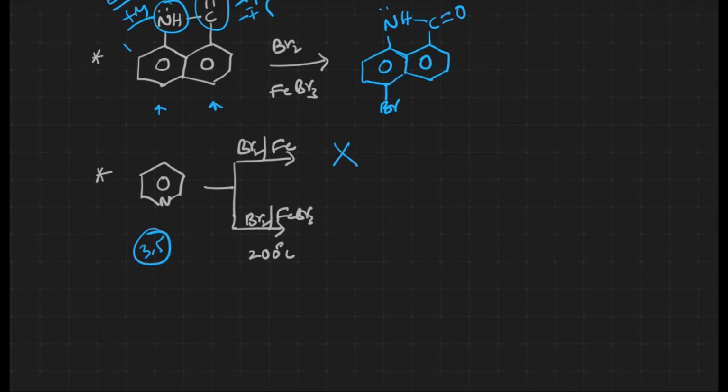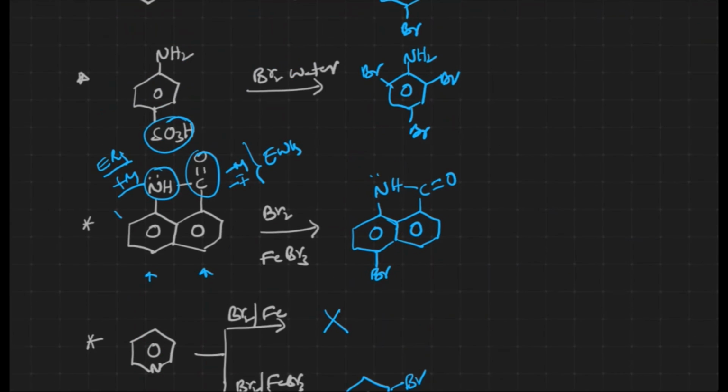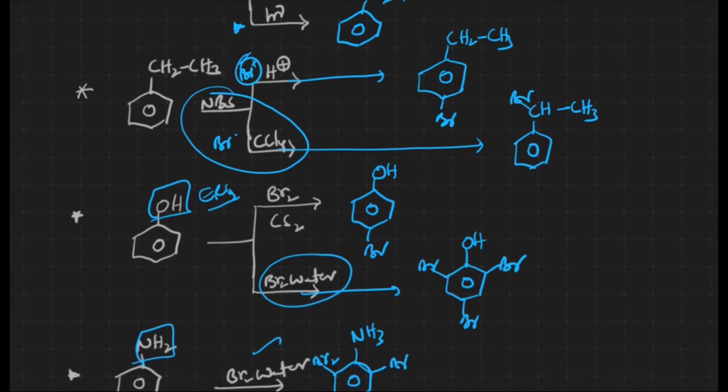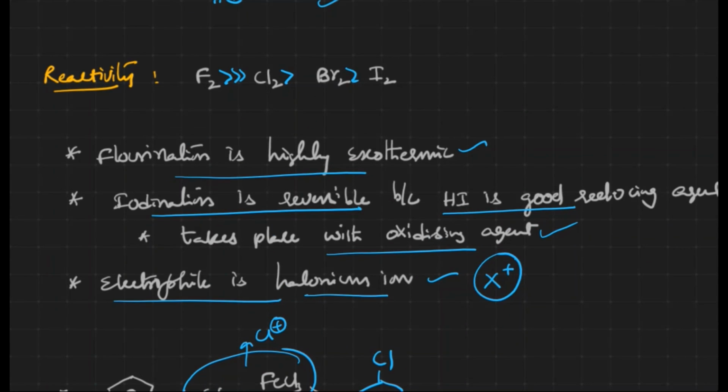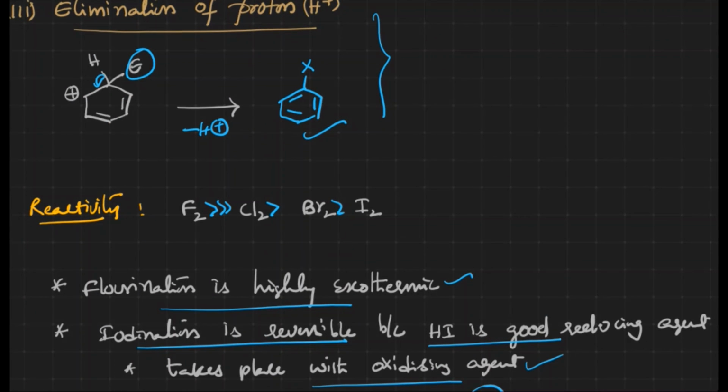Now, if you expect first bromination at the second and fourth position, it is absolutely wrong. Why? It is least reactive towards electrophilic substitution reaction. It reacts with an electrophile only at high temperature and when a good electrophile is there. Here we have such conditions, because of which electrophilic substitution takes place at the third and fifth position. These are all what we call halogenation in aromatic electrophilic substitution reactions.